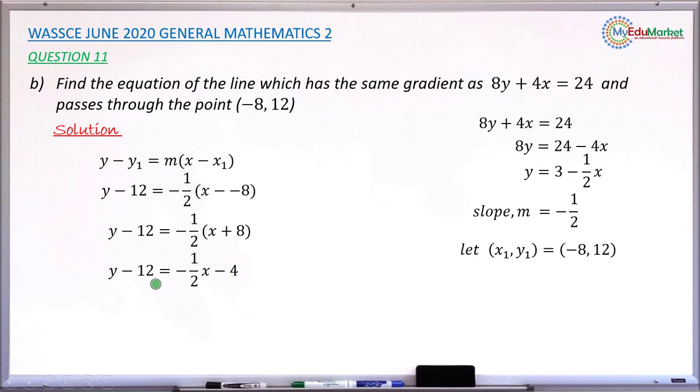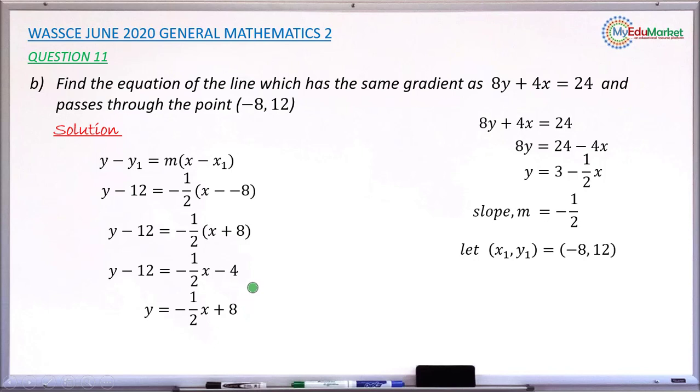So taking minus 12 to the right-hand side and collecting like terms with this minus 4, you're going to have minus 4 plus 12, that will give the answer positive 8. So you now have y equals minus 1 over 2 x plus 8. That will now be the equation of the line that we were asked to write.